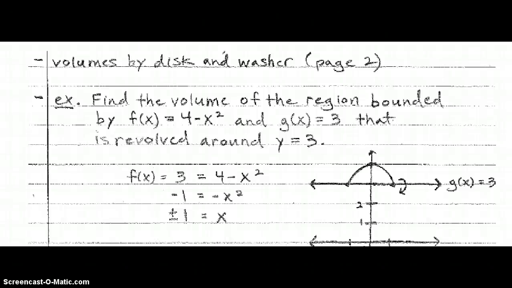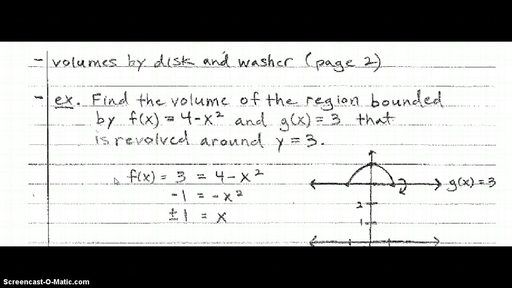We're going to continue looking at volume of a solid of revolution by disk and get into how something goes from being a disk to a washer. So this example asks to find the volume of the region bounded by f of x equals 4 minus x squared and g of x equals 3 that is revolved around y equals 3.